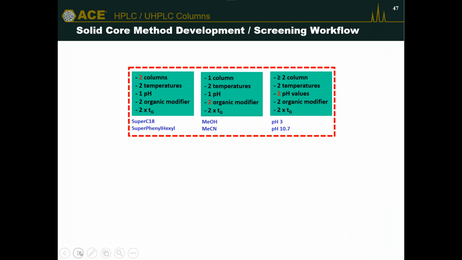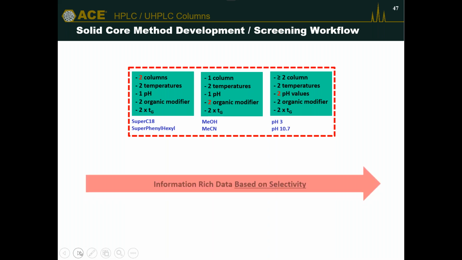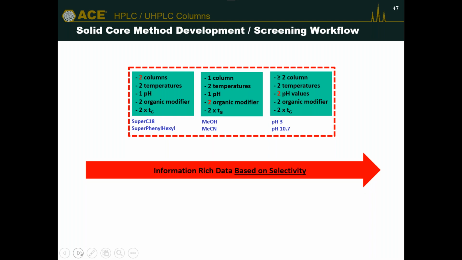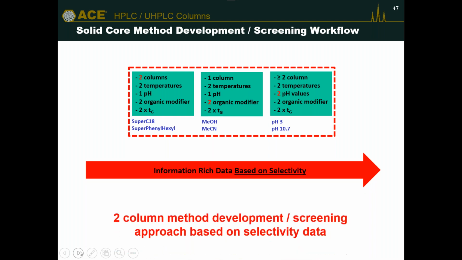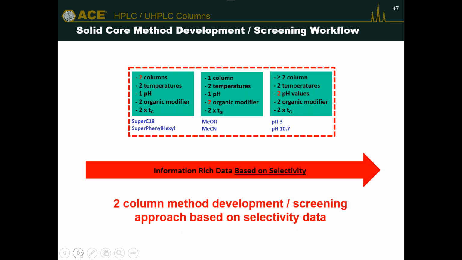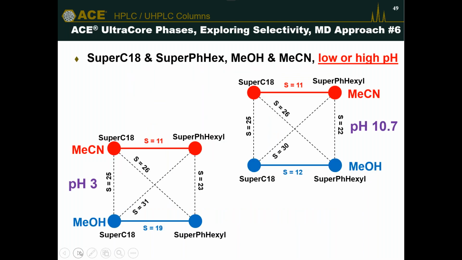The final set of examples I want to show here are just based on fused core technology. Here we've got 2 chemistries, 2 organic modifiers, and 2 pHs again. And we're very lucky with these phases because they can both go to a wider pH range. So here we've got UltraCore phases, they're called, and they can go from pH 1.5 up to pH 11. That's within their recommended pH limits.